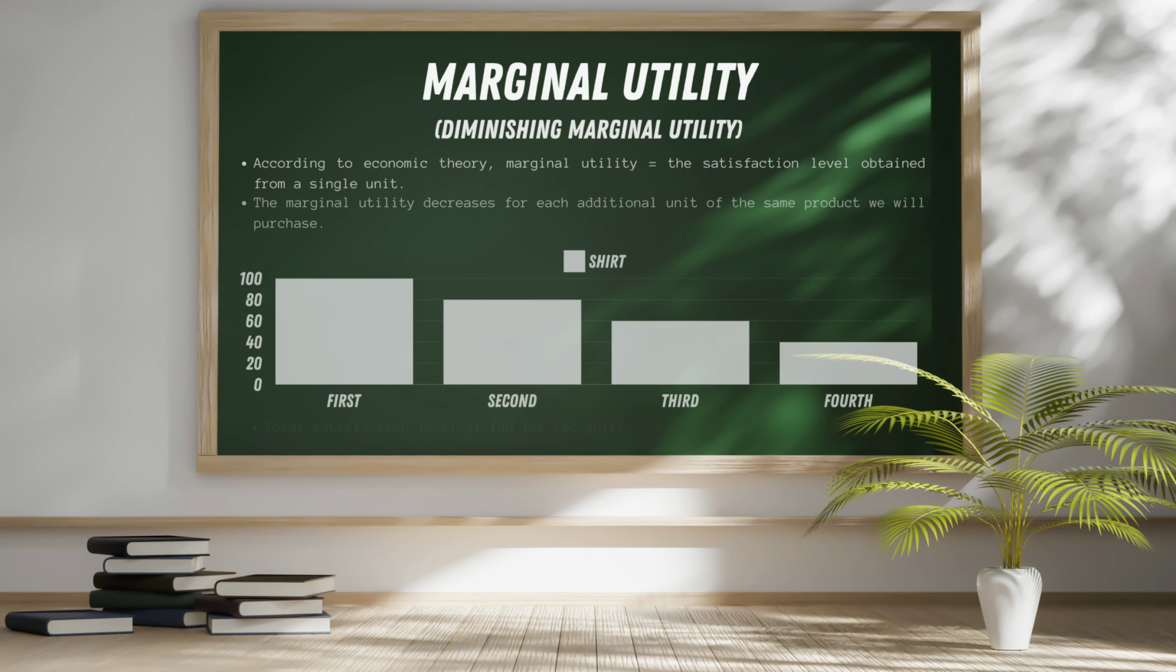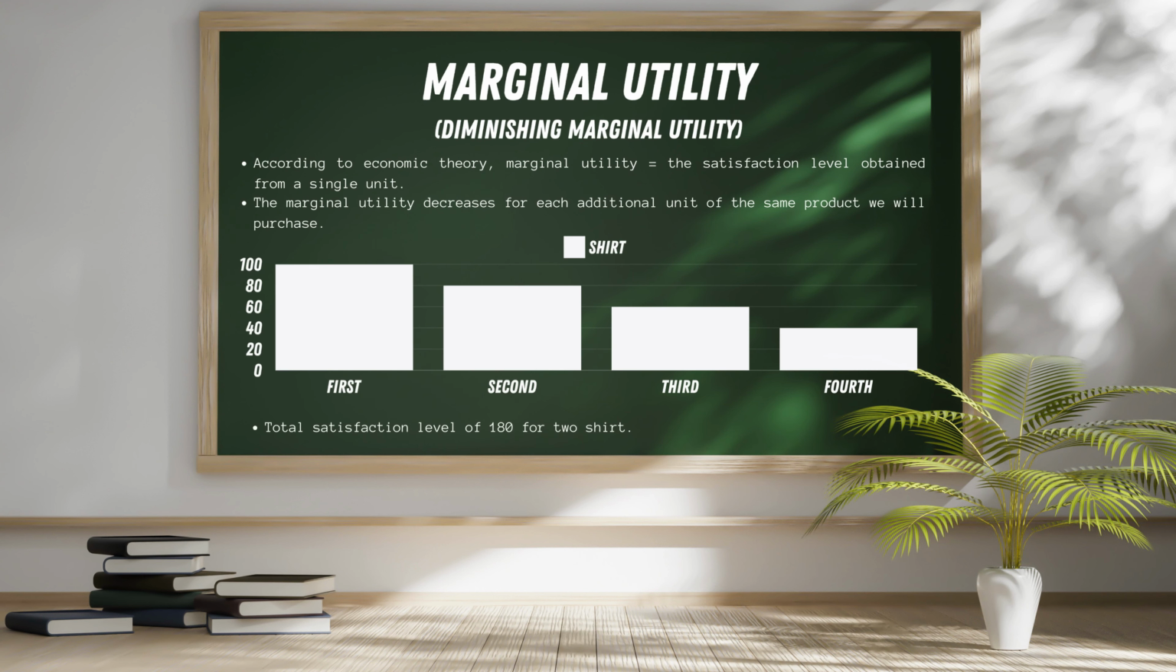The economic theory of marginal utility shows the level of satisfaction you would get from purchasing a single product. It also indicates the additional utility you would get for each extra unit of that product. This additional utility decreases with each additional unit of the same product, a concept known as diminishing marginal utility.